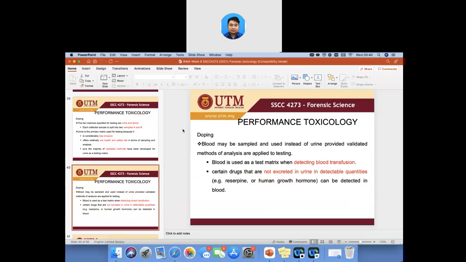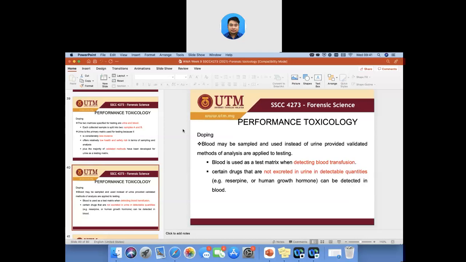Blood may be sampled and used instead of urine, provided we have a validated method of analysis. Blood is used as a test matrix when detecting blood transfusion. If you have a blood transfusion prior to the competition and you are subjected to doping analysis, usually we will take a blood sample, because we don't know what the blood transfusion that you've got beforehand contains, whether there are drugs of abuse inside or not.